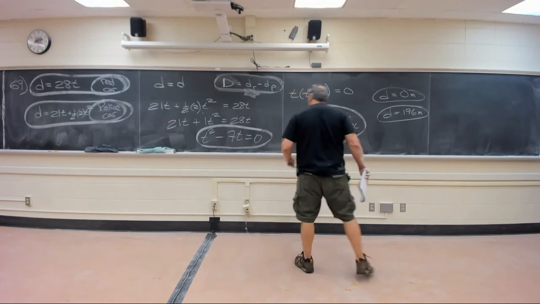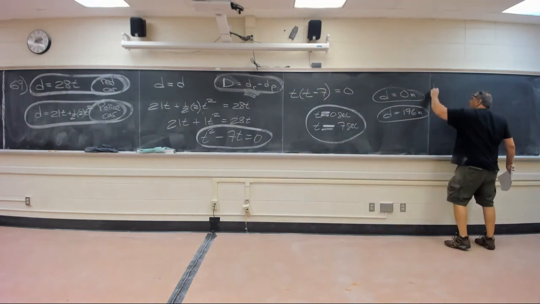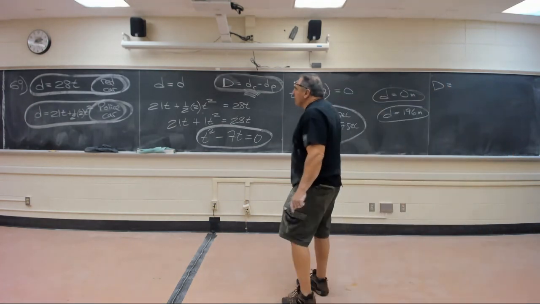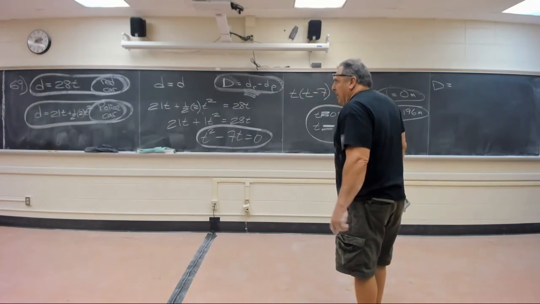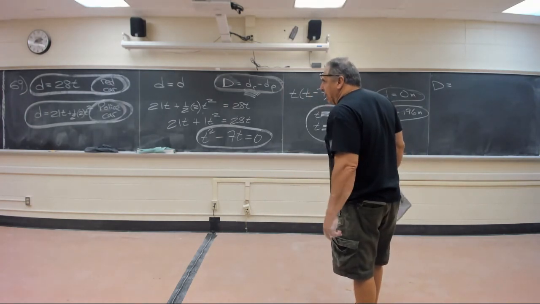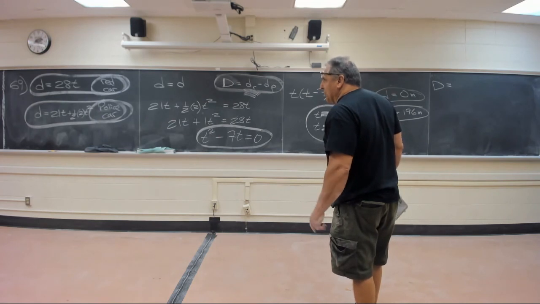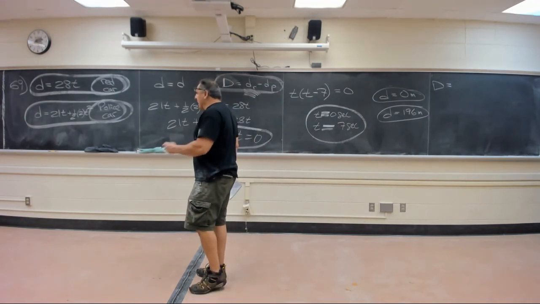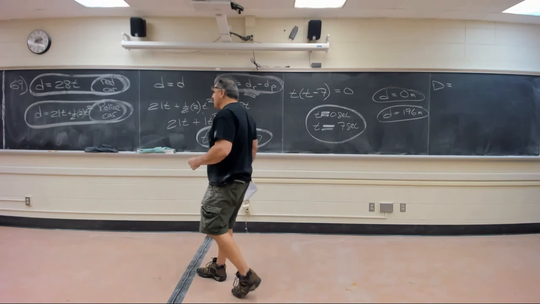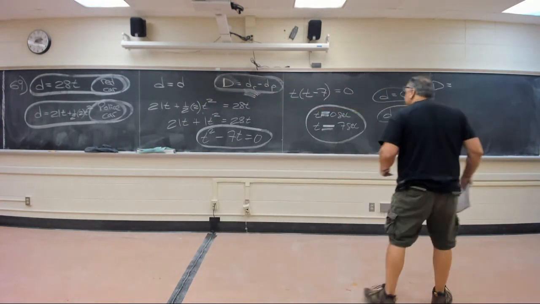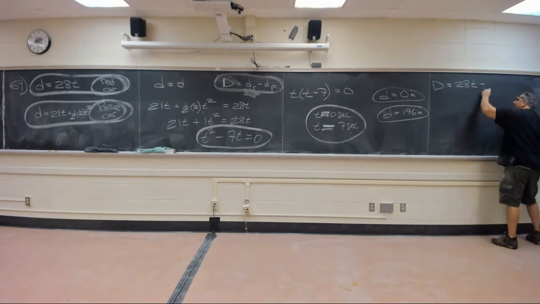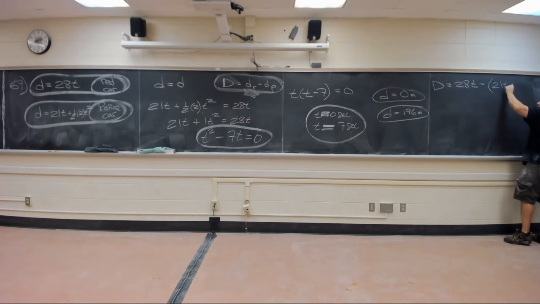What is that? What's the red car? 28. What's the police car? Red car is 28T. Police car is 21T plus a half times 2T squared. That's 1T squared. 28T plus 1T squared.